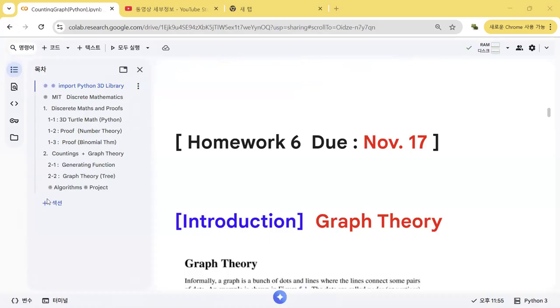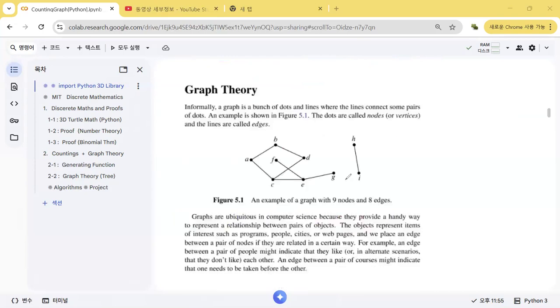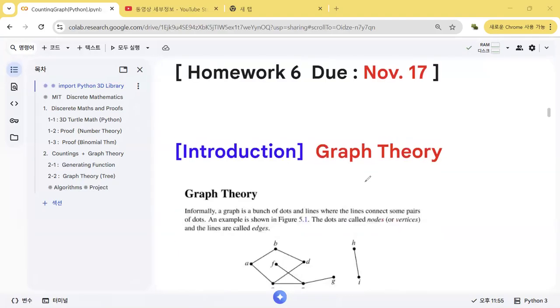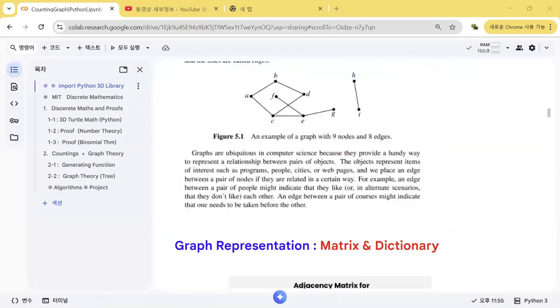Then let's look at the graph theory, just an introduction. A graph looks like this. Suppose you have cities, and if there is a road between the cities, then you can draw this kind of connection representation. Okay, so this one is called a vertex.